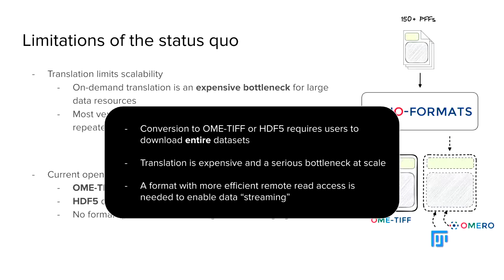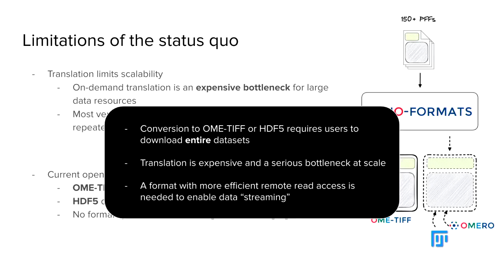So in summary, conversion to OME-TIFF or HDF5 requires users to download entire data sets. Because these are not cloud optimized, users are forced to download these data sets wholesale prior to analysis or visualization, before performing either locally. And translation is a very expensive step and can be a serious bottleneck at scale. This essentially prompts the need for a more efficient remote read access format that allows streaming data access patterns by end users.